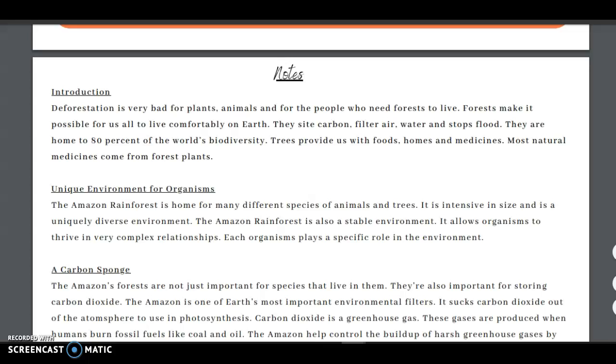The Amazon rainforest helps control this buildup of greenhouse gases by taking in carbon dioxide. The Amazon can absorb more carbon dioxide than it releases, making it a carbon sponge. However, the rainforest is losing its ability to act as a sponge. This is due to deforestation and the cutting down of trees.